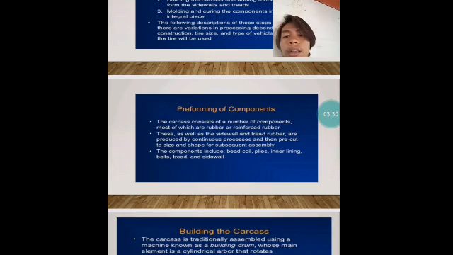So the carcass consists of a number of components which are rubber or reinforced rubber. The components include bead coil, plies, inner lining, belts, tread, and sidewall.